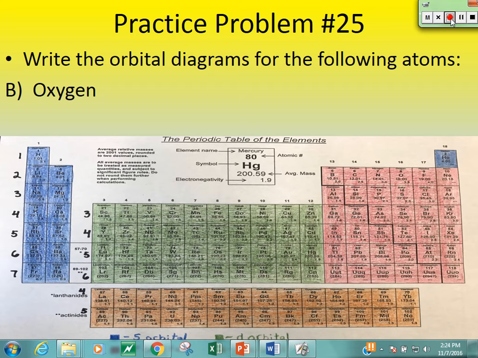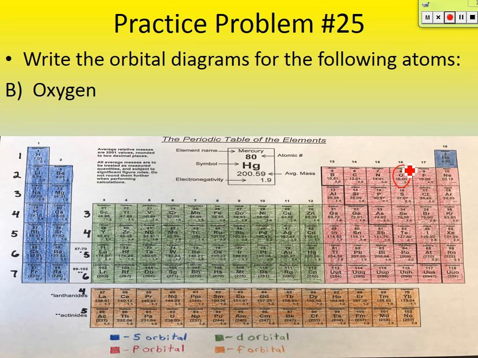Okay, so we're doing oxygen, which is sitting right here on the periodic table. Let's write the electron configuration first. So we got 1s2, 2s2. Come across, we're still in the second energy level, p, and 1, 2, 3, 4. And you put a 4 up here. All right, now we've got a 1s orbital, a 2s orbital, and a 2p orbital.